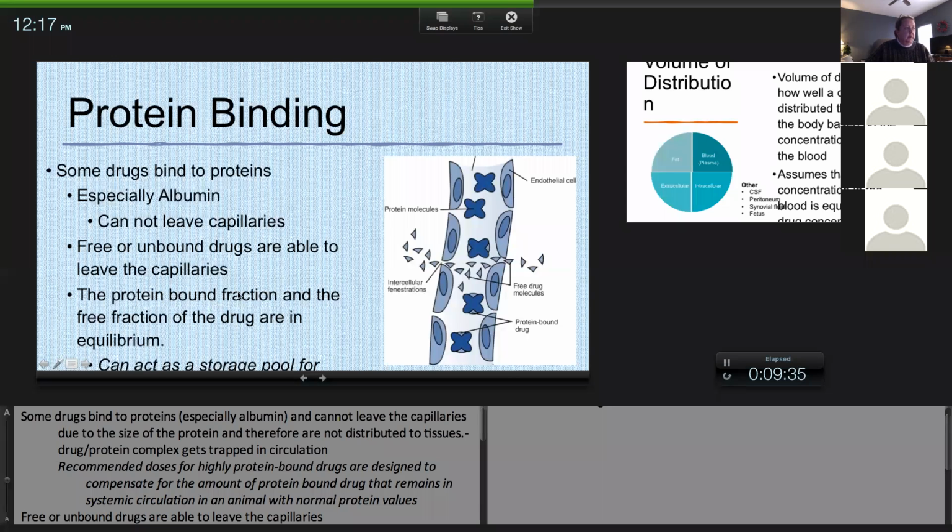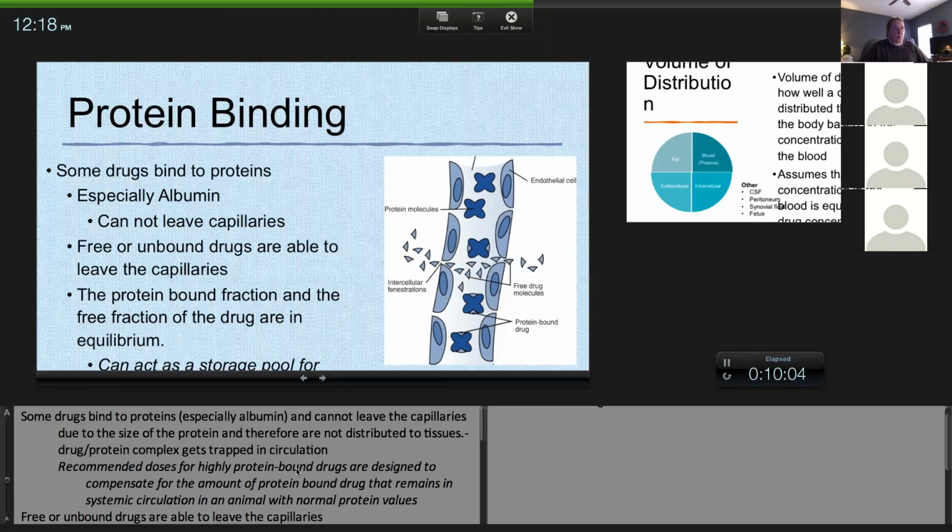The protein bound fraction and the free fraction are like the equilibrium of the drug. Some of it is going to bind to protein and some of it is going to be free, and you achieve what's called equilibrium. Now, if you lower the amount of protein, you get more free drug. We're not in equilibrium, and more drug can leave. There are a lot of notes about this, but it gets trapped in circulation.